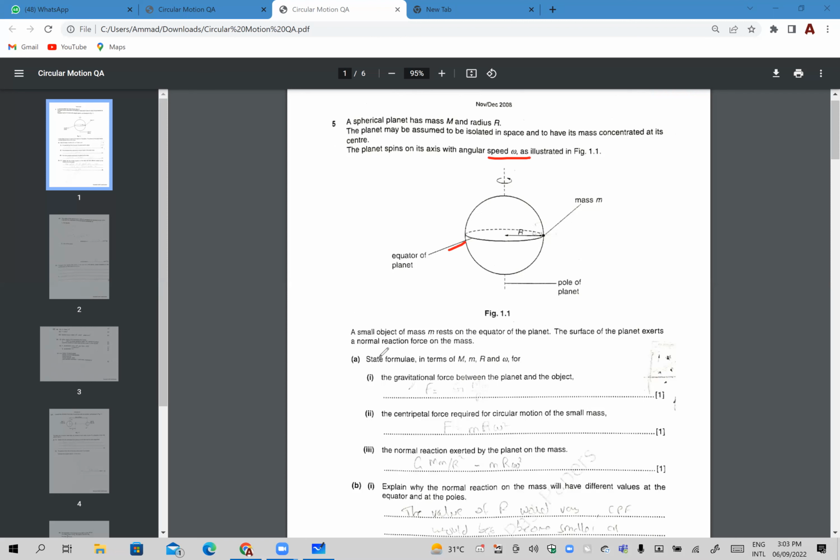A small object of mass m rests on the equator of the planet. The surface of the planet exerts a normal reaction force on the mass. State formulae in terms of m, r, and omega for the gravitational force between the planet and the object. So obviously in terms of mass, radius, and omega, the formula for gravitation is GMm over r square.